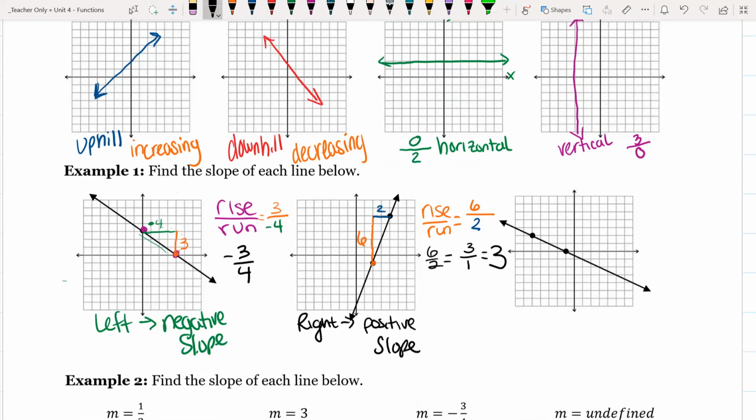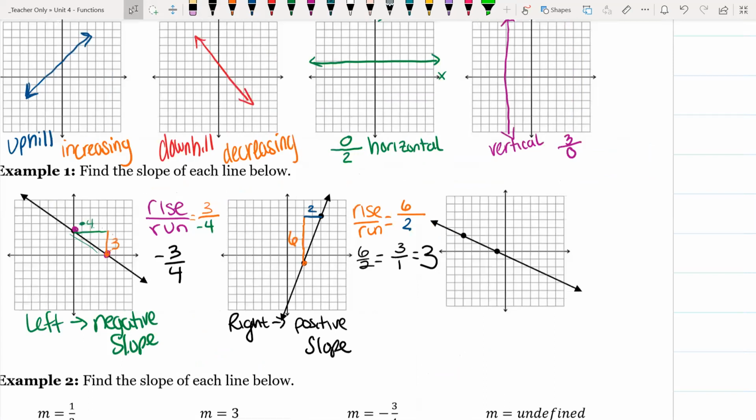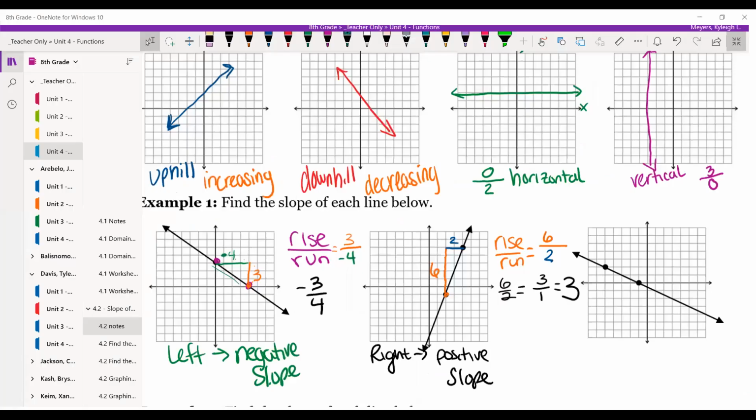Okay, last one. I want you to try this one on your own. So take a moment and try this one on your own.